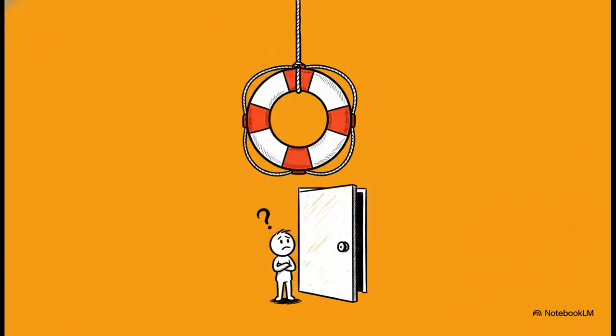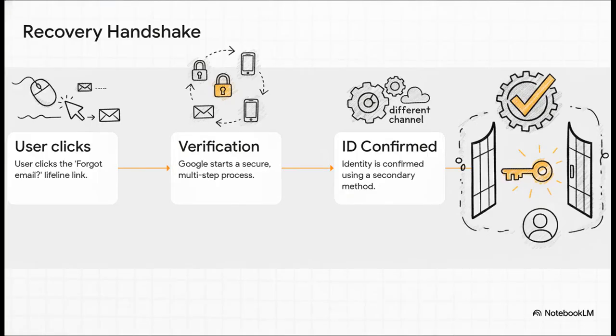Okay, but what happens when you lose your keys? We've all been there. That forgot email link isn't a sign of failure. It's an absolutely essential, thoughtfully designed lifeline. It's the system's way of saying, hey, don't worry, we can help you get back in, and we'll do it securely. And the process it kicks off is like a secure handshake. It's not just one simple question. It's a multi-step verification, and it's designed to confirm who you are through a totally different channel, like a text to your phone or a recovery email, before it hands the keys back over. It has to be tough enough to keep bad actors out, but simple enough for you to get back in.